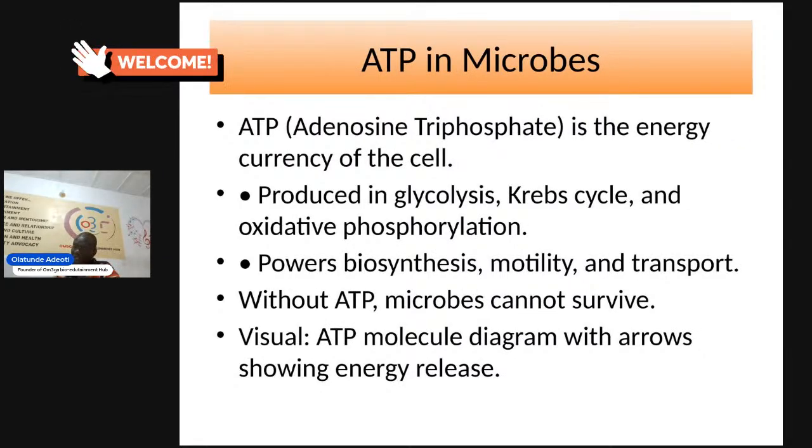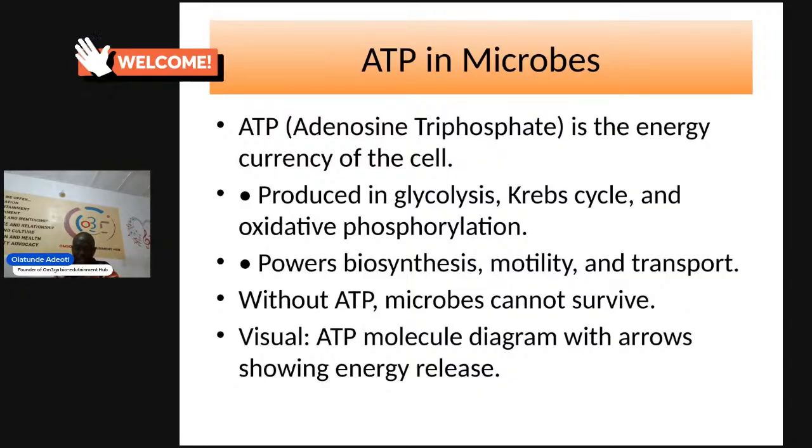ATP is the energy currency of the cell. It's just like when you have dollars, or when you have naira. ATP is the naira of the cell. ATP, which is adenosine triphosphate, is very important in glycolysis, that is the breaking down of glucose into pyruvic acid, and the Krebs cycle, which is the complete metabolism of glucose into CO2 and water, and in the form of oxidative phosphorylation, just like what we are going to see in plants.